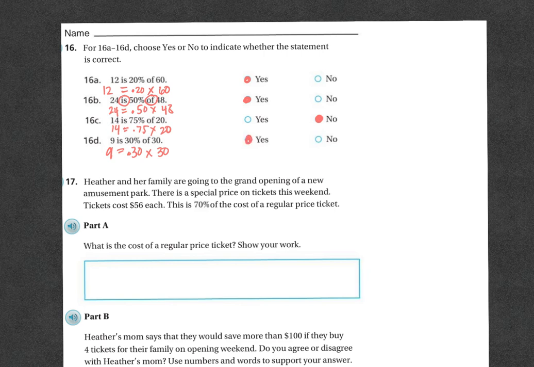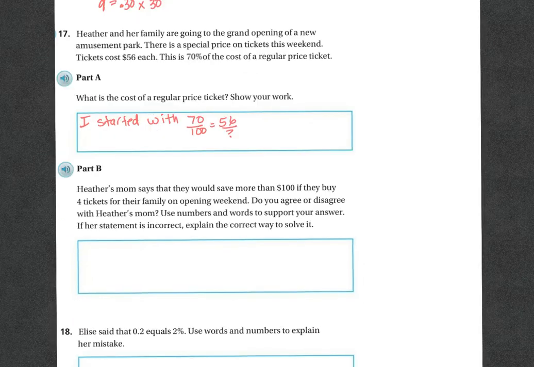Okay, the next one says, Heather and her family are going to the grand opening of a new amusement park. There is a special price on a ticket this weekend. Tickets cost $56 each. This is 70% of the cost of a regular price ticket. So part A, what is the cost of a regular price ticket? Show your work. So by rewriting the 70 over 100, and then I have my 56 over question mark because I don't know what that amount is going to be.